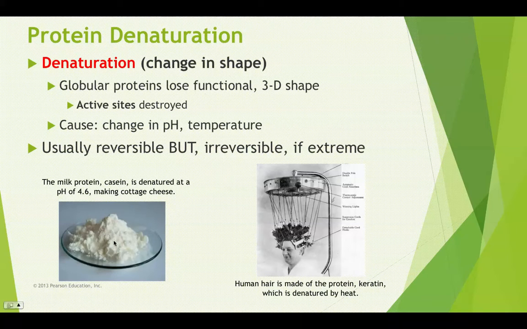And this is just showing you cottage cheese. So this milk protein casein is actually denatured at a pH of 4.6. So it's an acid that's subjected to this milk protein, and it creates curds and whey. Whey is the liquid part, and these are the curds.